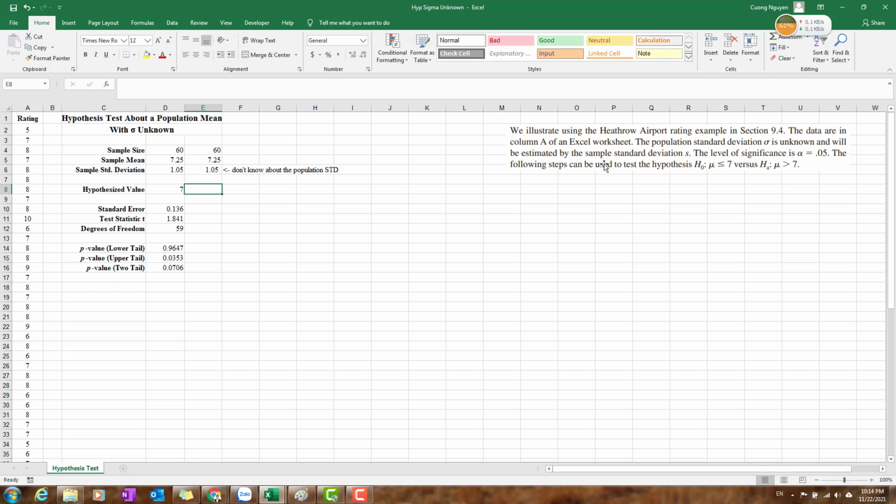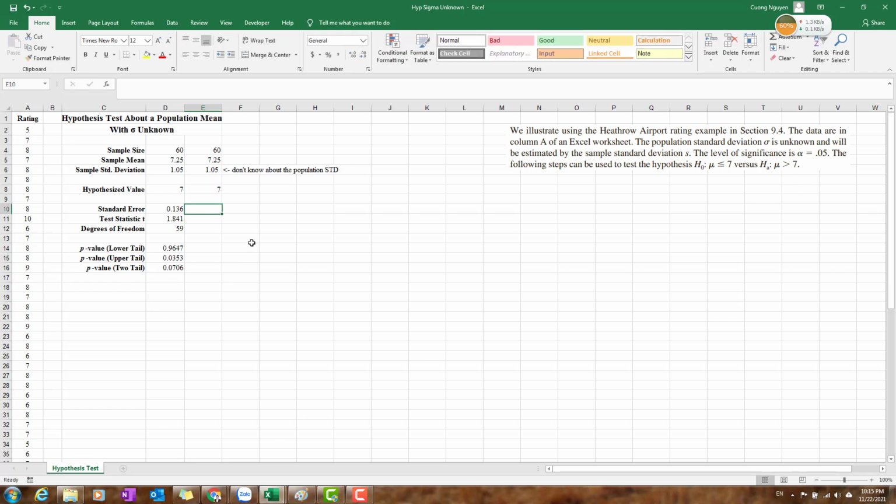They do it for the Heathrow airport rating, and basically they have the level of significance alpha equal to 0.05. They test it with the null hypothesis that the mean of the population is smaller than or equal to 7, and the alternative hypothesis that the mean of the population is larger than 7. And just think about it this way.